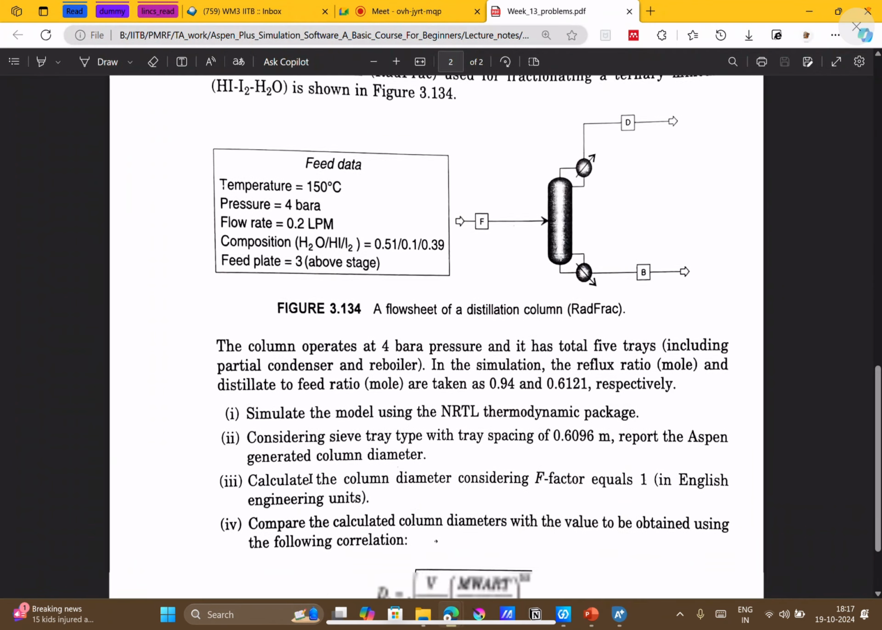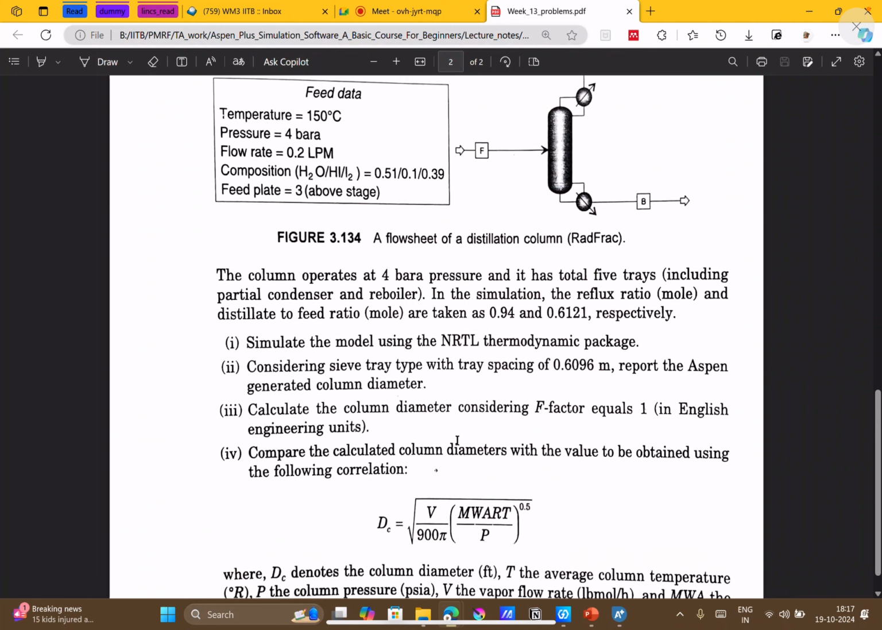After that, what has been asked? First, we have to simulate using the NRTL model. Then, once we do it without providing any internal specification, we have to consider a sieve tray type with a tray spacing of 0.6096 and then report the column generated diameter.